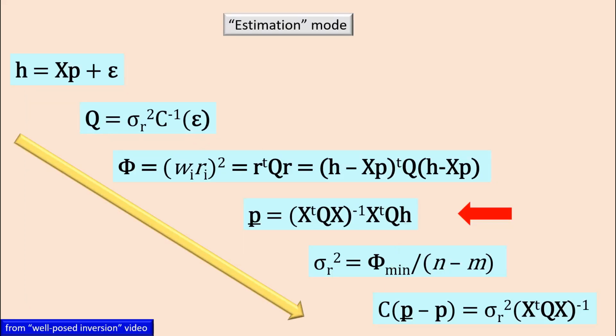If PEST is run in estimation mode, then it is designed to solve a well-posed inverse problem. This is fully discussed in another video. In solving that inverse problem, it uses the equation shown here to arrive at a minimum error variance set of parameters under the supposition that the problem is well posed and hence that this matrix shown here can be inverted.